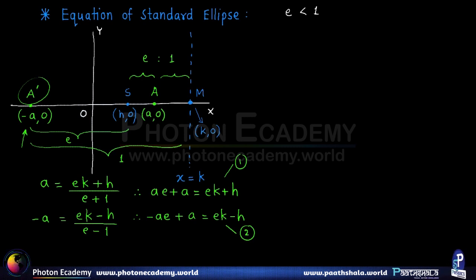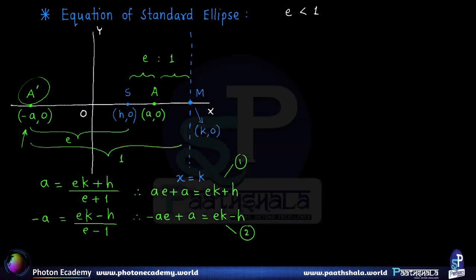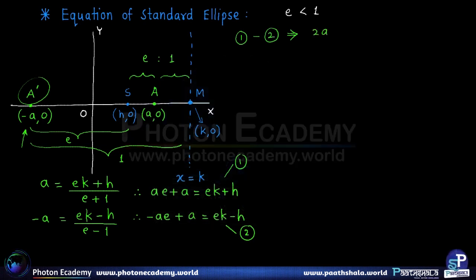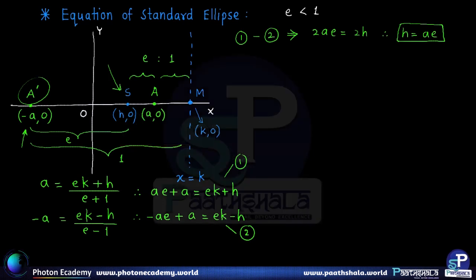Now if we subtract the two equations, that is, from 1 we subtract 2, EK will get cancelled and similarly A will also get cancelled. So that will give us 2AE is equal to 2H. So we get H is equal to AE. This is very important information because now that gives us the coordinates of the focus S in terms of the known values, that is A and E.